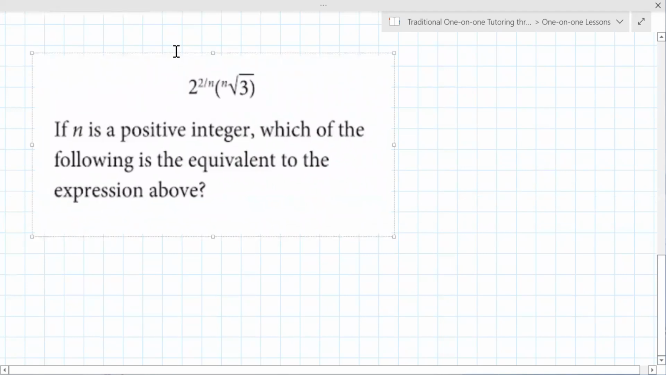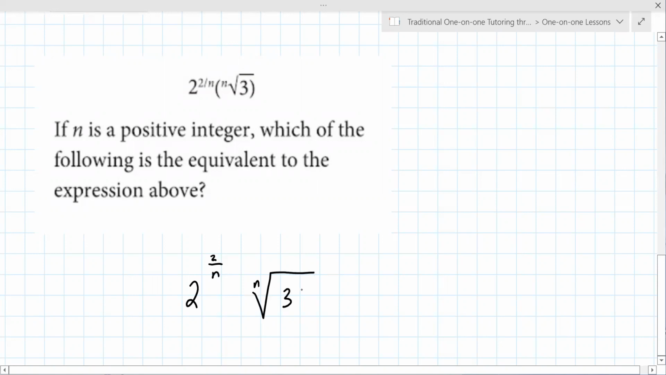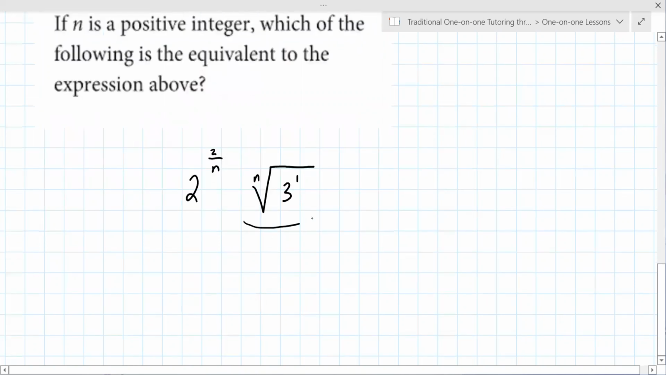Okay. This thing up here above the words actually doesn't matter at the moment. It's probably better written like this: 2 to the power of 2 over n. And then this thing inside parentheses is really the nth root of 3. Okay, and there's really a 1 there. So how would you rewrite this one on the right as a number to a fraction or an exponent? 1 over n. 1 over n, very good.